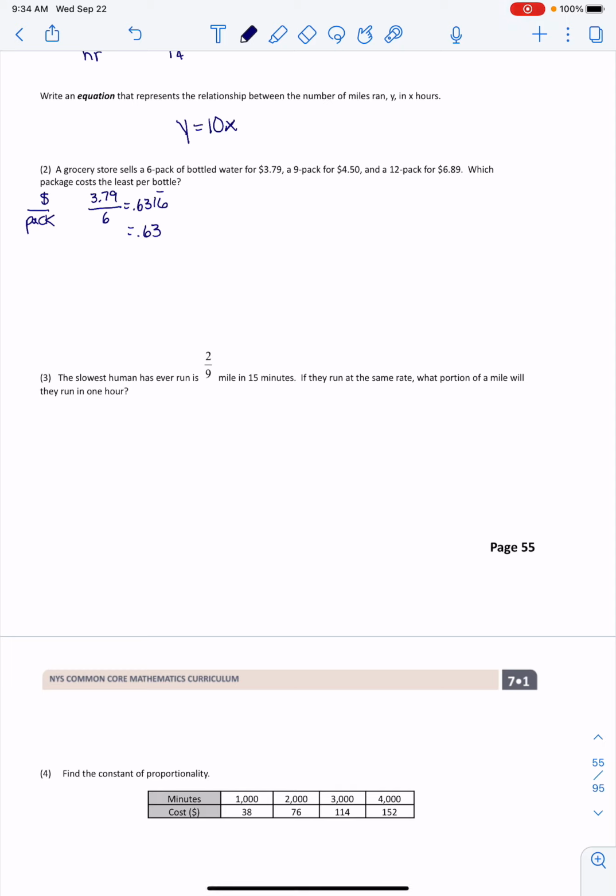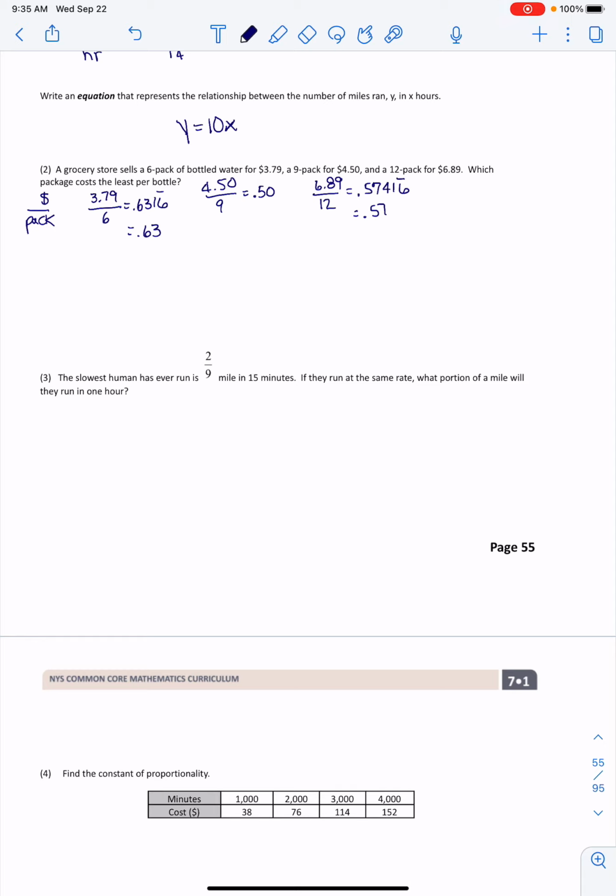Then we have $4.50 divided by 9, which is 0.50. And then we have $6.89 divided by 12, and that equals 0.57416 repeating, and that rounds to 0.57 or 57 cents.